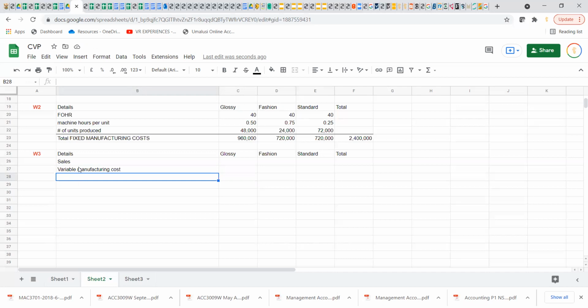And that is why you shouldn't be fixated on the way you set up a question. You must know what you need, and you can use the same format, but the details may differ depending on how the question is presented. Then we're going to have variable non-manufacturing costs, and in this question that is the variable selling costs. And this is what's going to give us our contribution margin per unit.